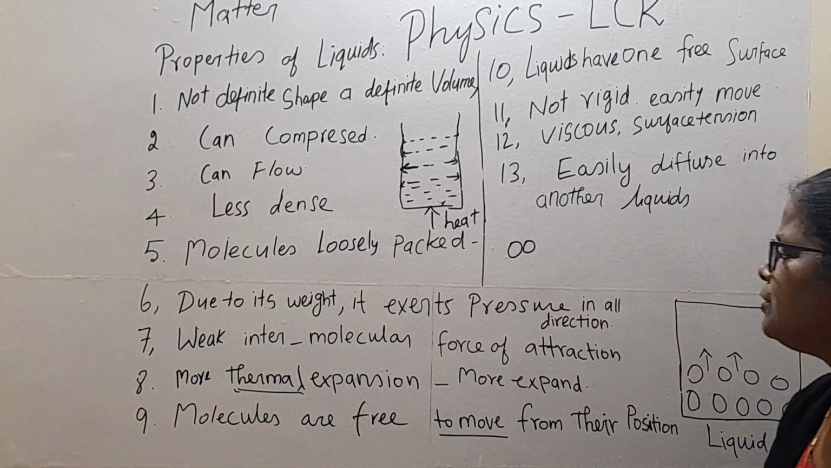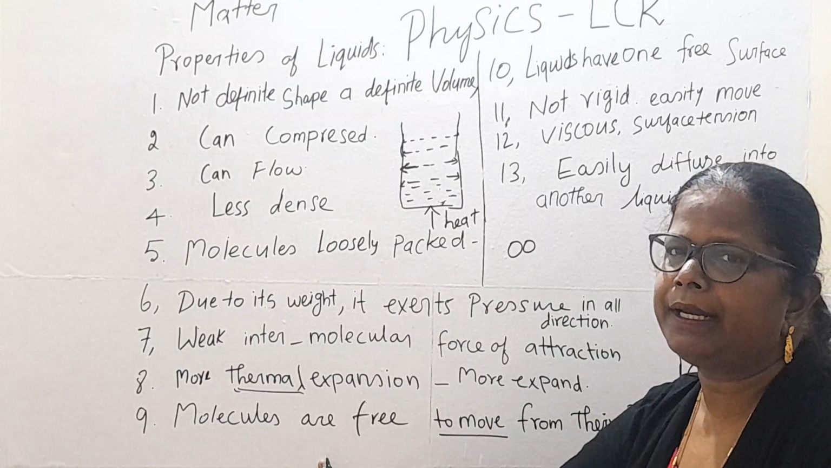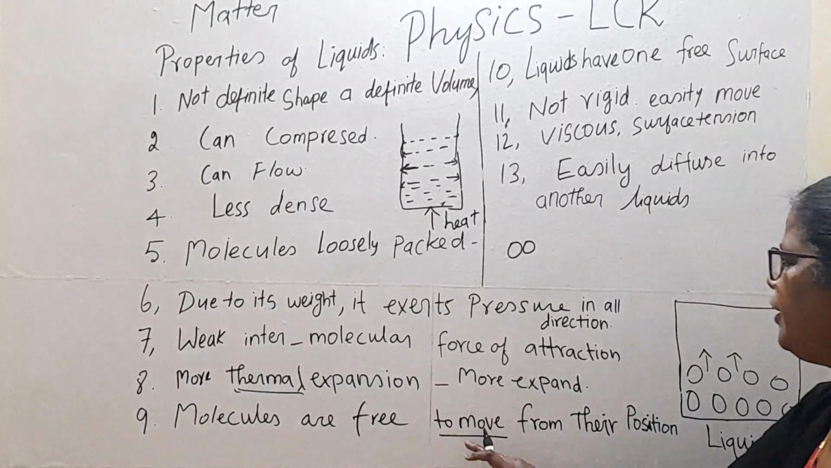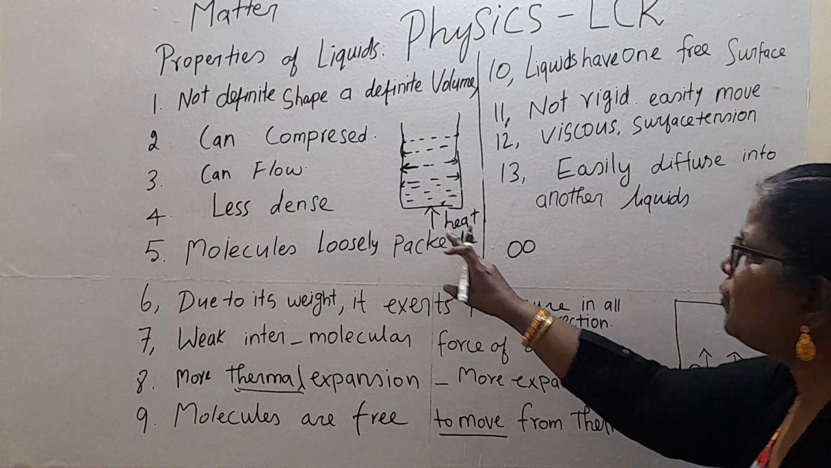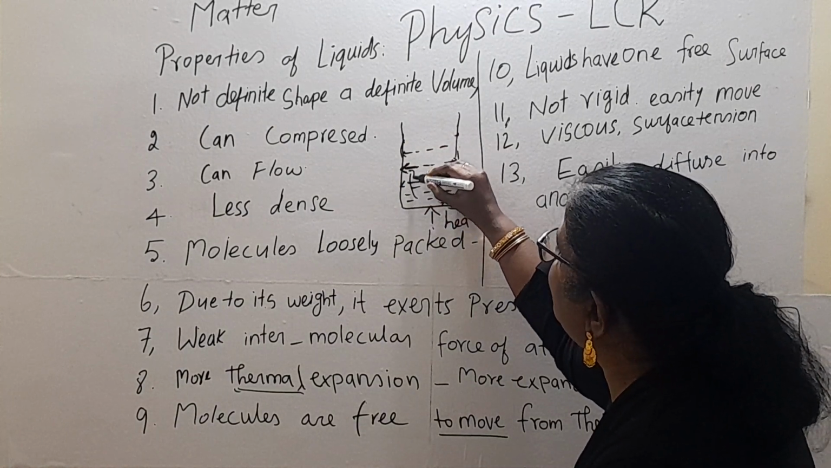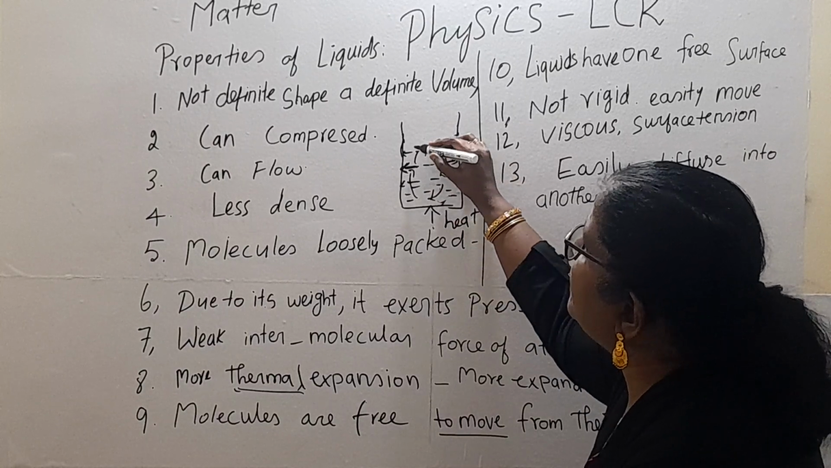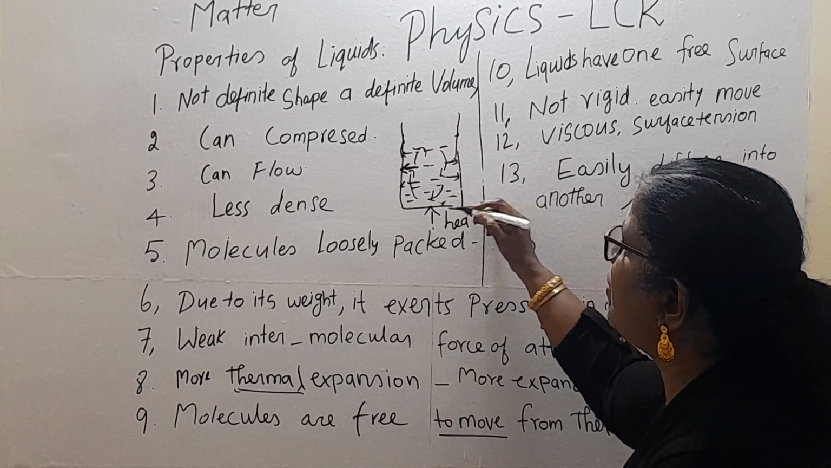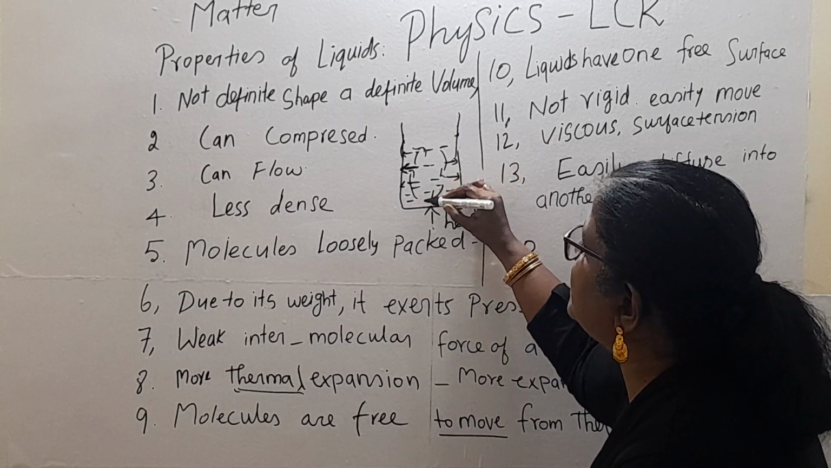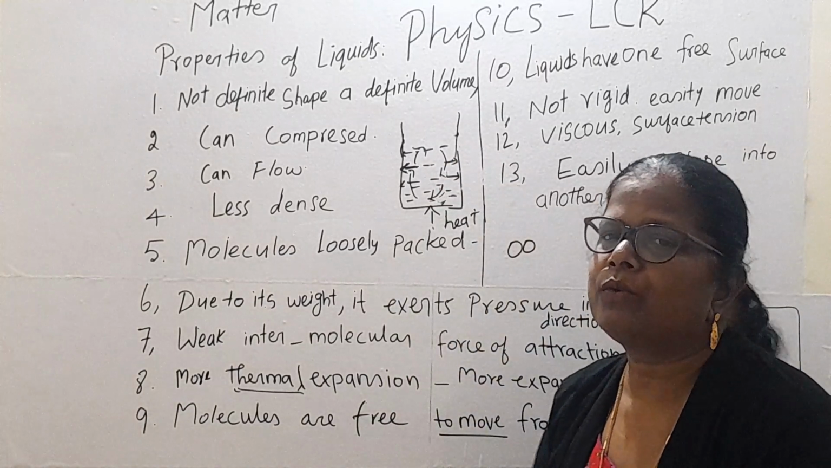9th point. Molecules are free to move from their position. A solid does not move from its position, but here molecules are free to move. When you heat, what will happen? The water molecules go up, and again come down. Some circulation will be formed from the heating position, which is hot compared to the cold position. The molecules rise up and come down again, so circulation is forming.